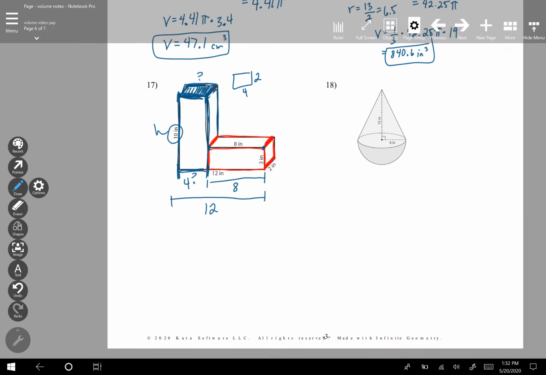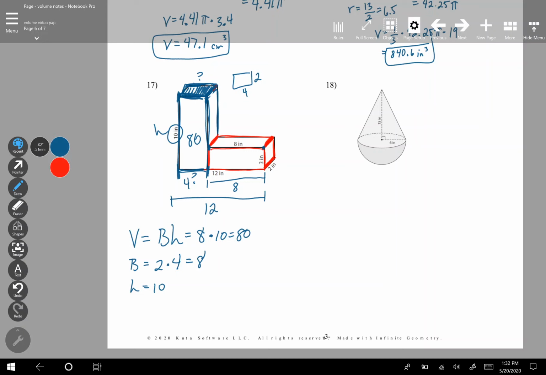So for the first one, volume, it's area of the base times the height. Area of the base, it's 2 by 4, so it's 8. The height is 10. So just plug in 8 times 10, so it's 80. So the volume of this blue upright one is 80.